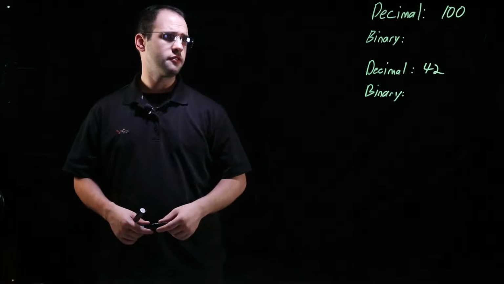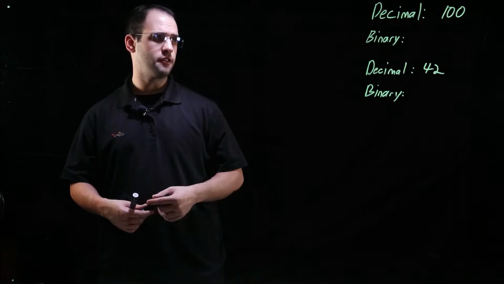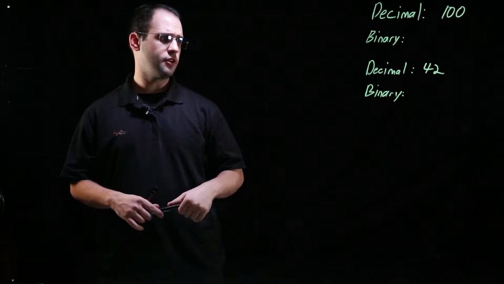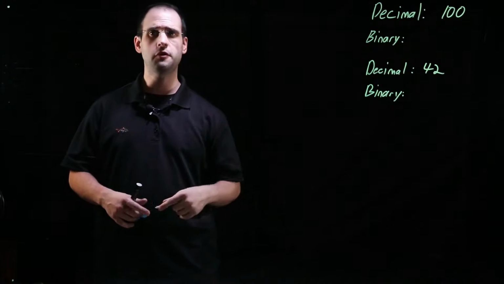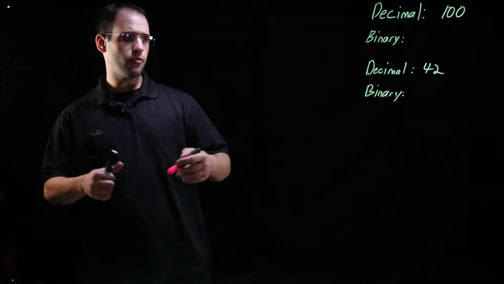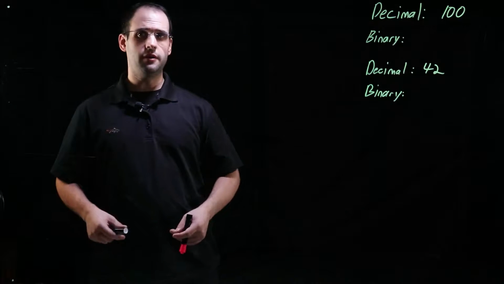In this video we're going to take a look at converting the number 100 to its binary format, and we're also going to take a look at the number 42 and convert that to its binary format. So let's get started. To start it out, we're going to build out our table here.